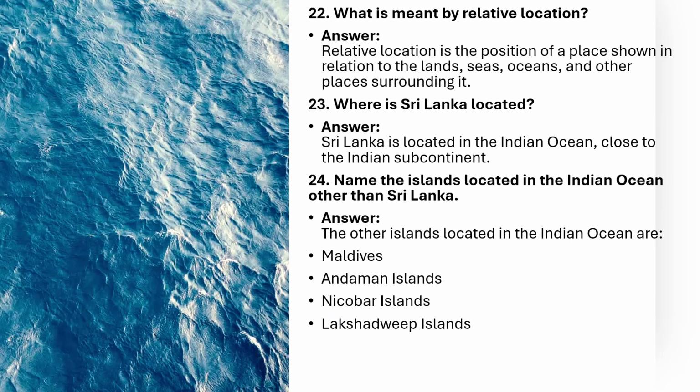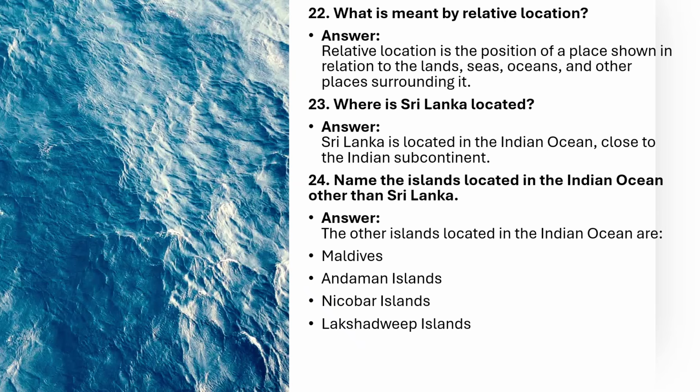What is meant by relative location? Answer: relative location is the position of a place shown in relation to the lands, seas, oceans, and other places surrounding it. Where is Sri Lanka located? Sri Lanka is located in the Indian Ocean, close to the Indian subcontinent.